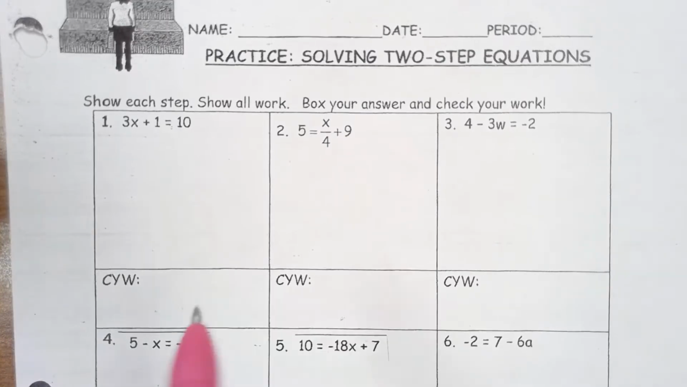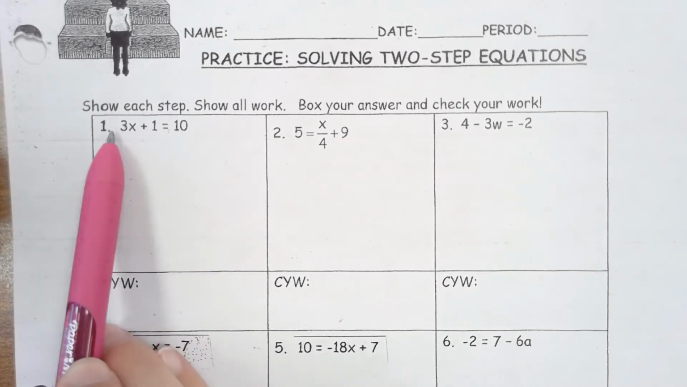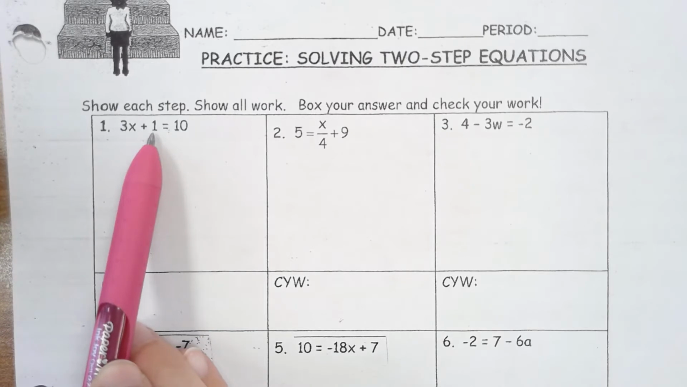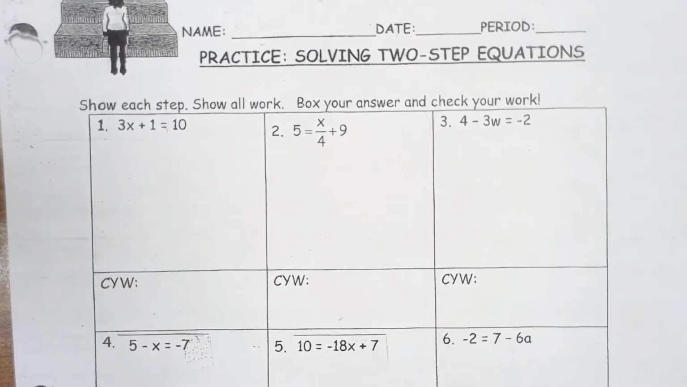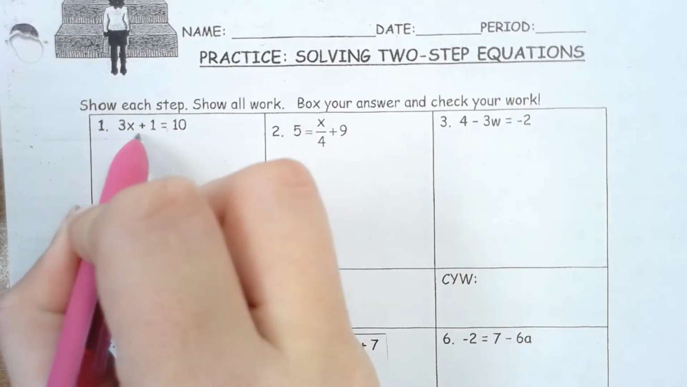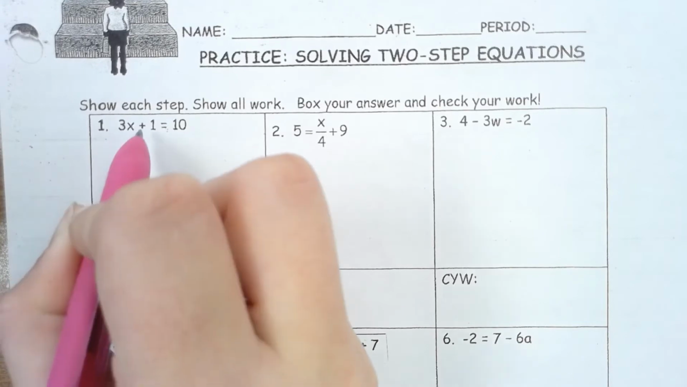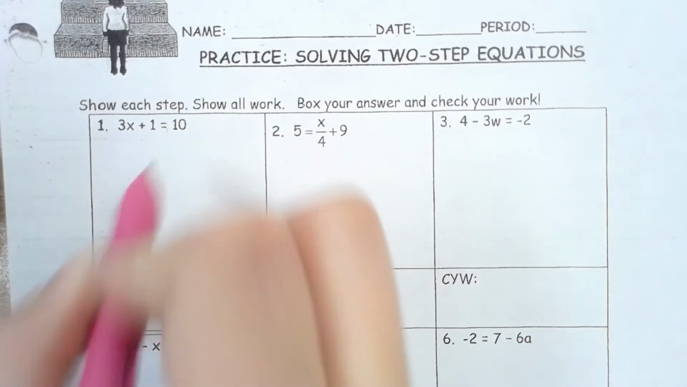Okay, so look at number 1. Notice how x is on the left side of the equal sign, so we need to move the 3 and the 1 over to the other side to get x by itself. Okay, remember though, I always want to move the number that's adding or subtracting first. That's on the same side as x. So if you guys see, adding 1, so that's what I should move first.